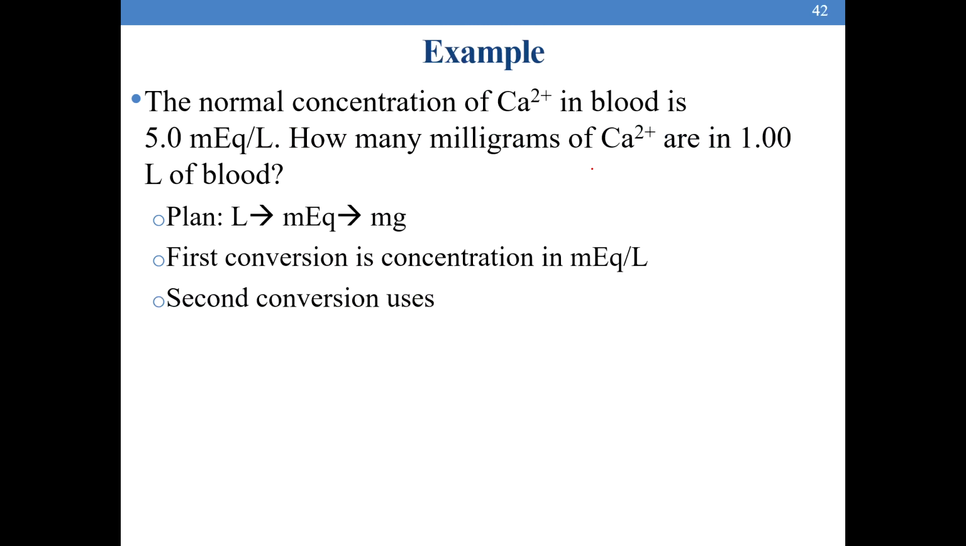So normal level is 5 mEq per liter, and the question is how many milligrams are in 1 liter of blood. Okay, so this 5 mEq per liter can be used as a conversion factor, but we need to know what the equivalents are for calcium, because we're going to go from liter to milliequivalents. We can do that with what's given in the problem. It's almost kind of like the molarity conversion. The next step is going to be one where you're going to get thrown for a loop a little bit.